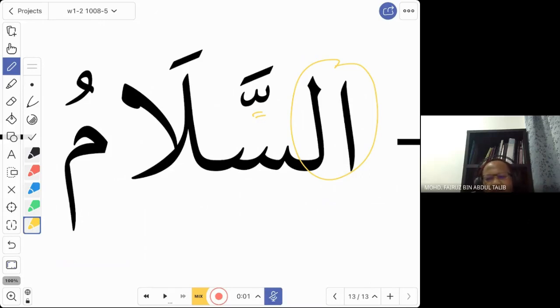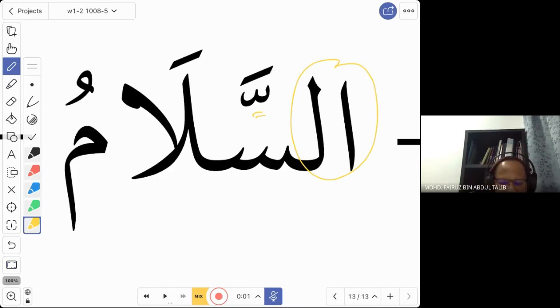As-salam is one of the names of Allah. Since it is the name of Allah, it is an isim. And as-salam also means peace, like when we say as-salamu alaikum, peace. So what is this word peace? Is it a noun, a fi'il or a harf? You look at the word, you have alif lam, so it is an isim.